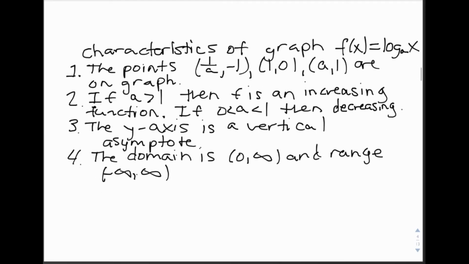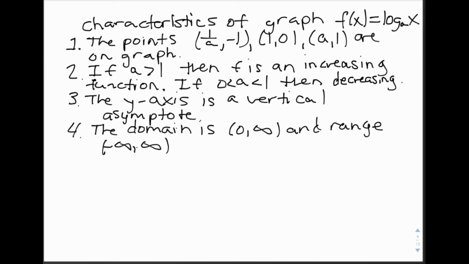Okay, so additionally, what do we have? Well, we have some characteristics of the graph of f of x is equal to log base a of x. One thing we can quickly note is that the points (1/a, -1), (1, 0), and (a, 1) are going to be on the graph. Additionally, if a is greater than 1, then f is an increasing function. Now, if a is between 0 and 1, then we're going to have a decreasing function. The y-axis is going to act as a vertical asymptote. The domain is going to be 0 to infinity, and last, our range is going to be from negative infinity to positive infinity.